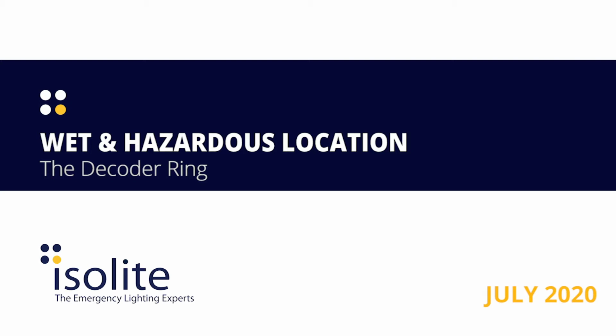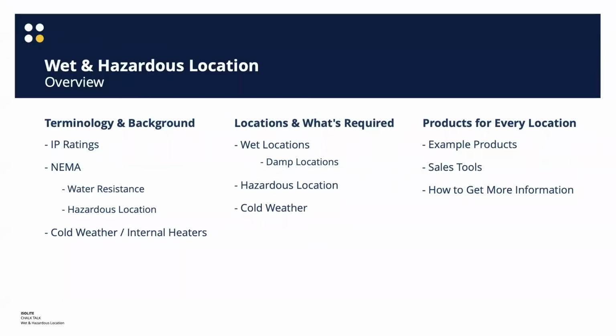Great. Thanks, Matt, and thank you all for joining. As Matt said, our goal today is to talk about wet and hazardous locations, and we're going to do that in three parts. We're going to talk about terminology and background. What do IP ratings mean? Where do they come from? How does that relate to NEMA ratings that enclosures carry? Obviously, NEMA does a little bit more than the IP ratings, covering not only water resistance, but also hazardous locations. And then we'll also touch on cold weather and internal heaters, what they're doing for you, when they might get utilized, and how to specify a product that utilizes them.